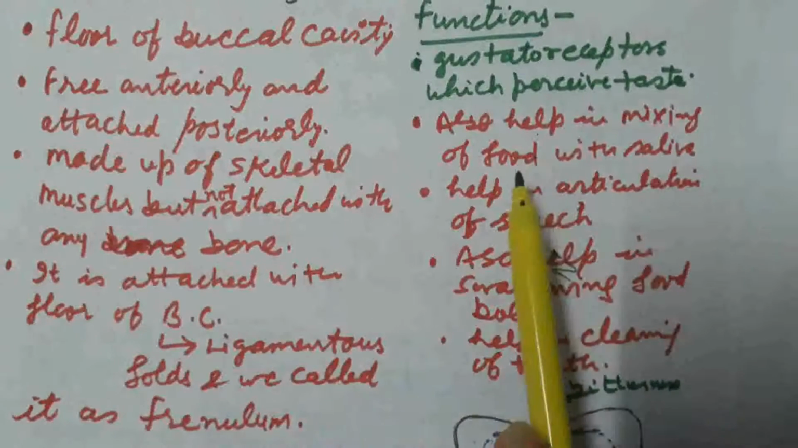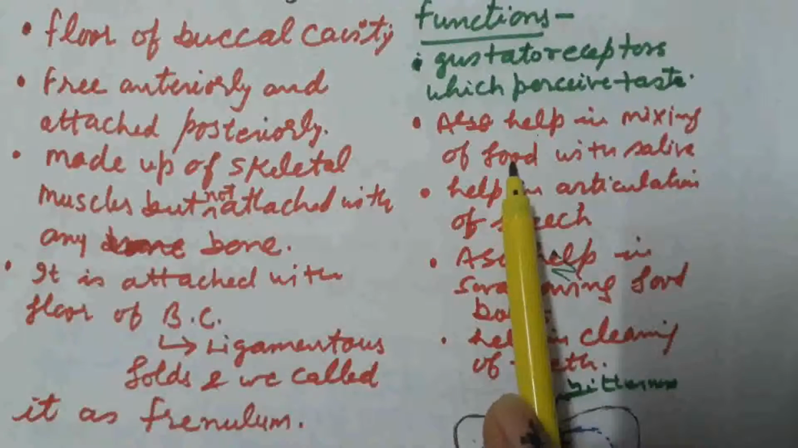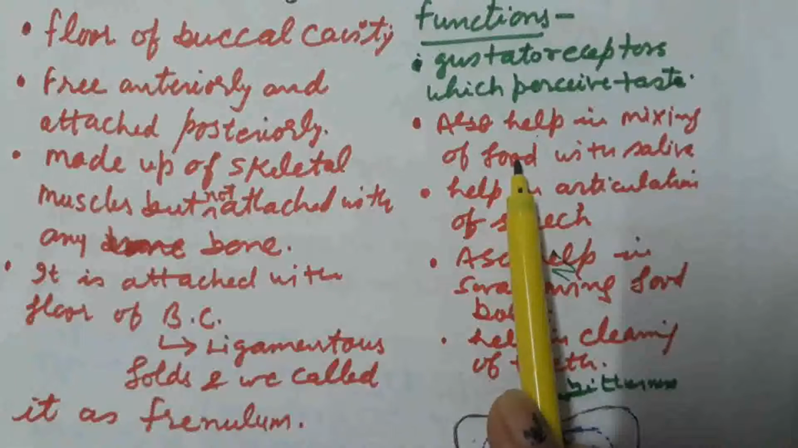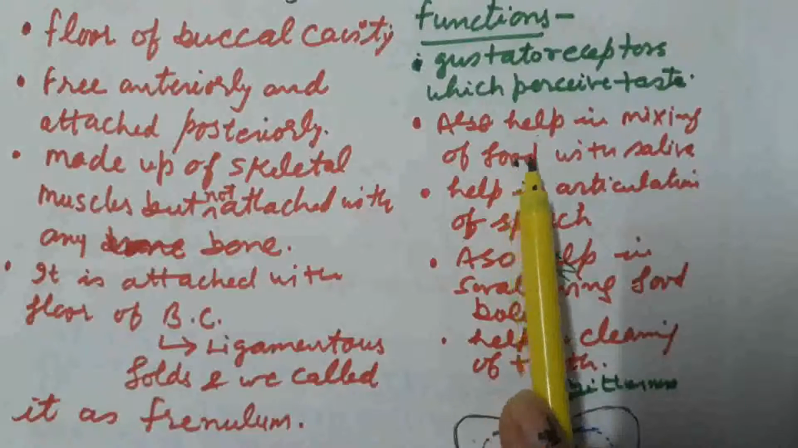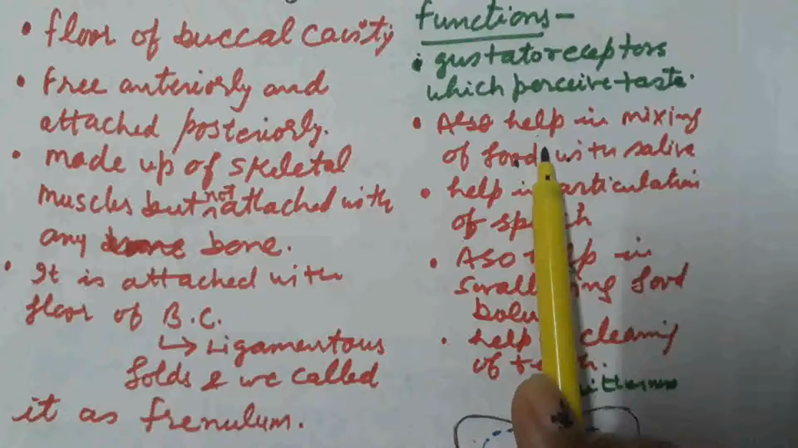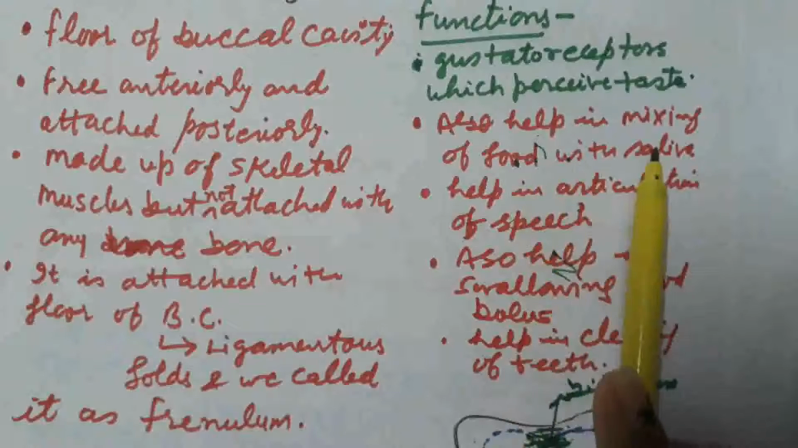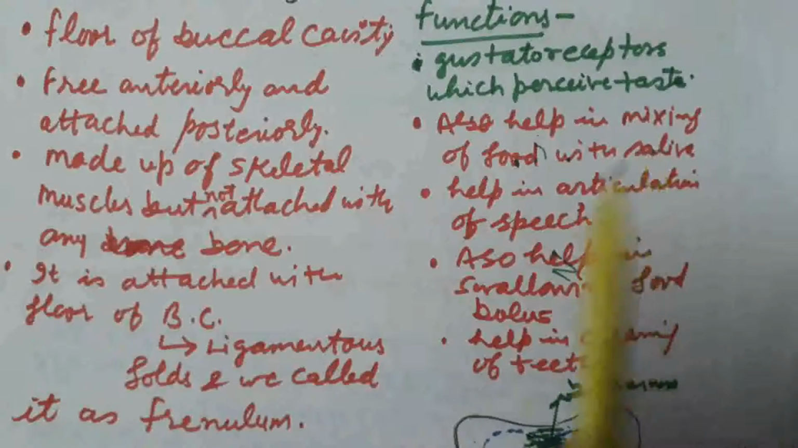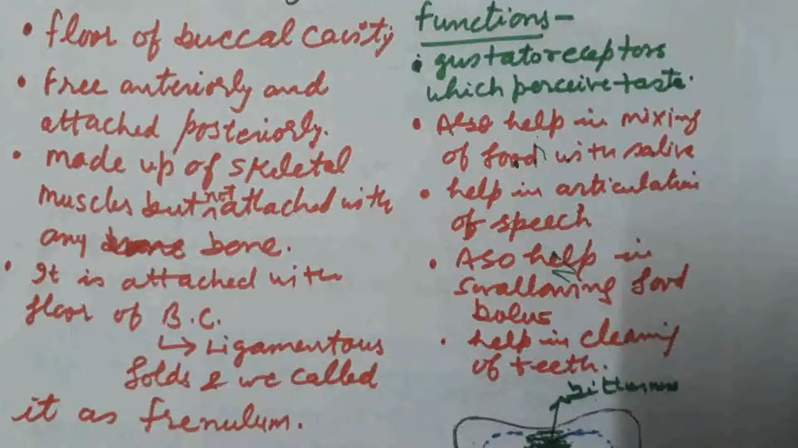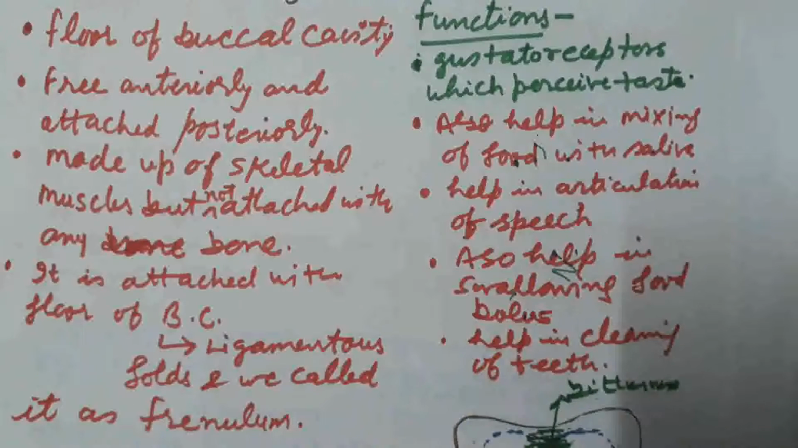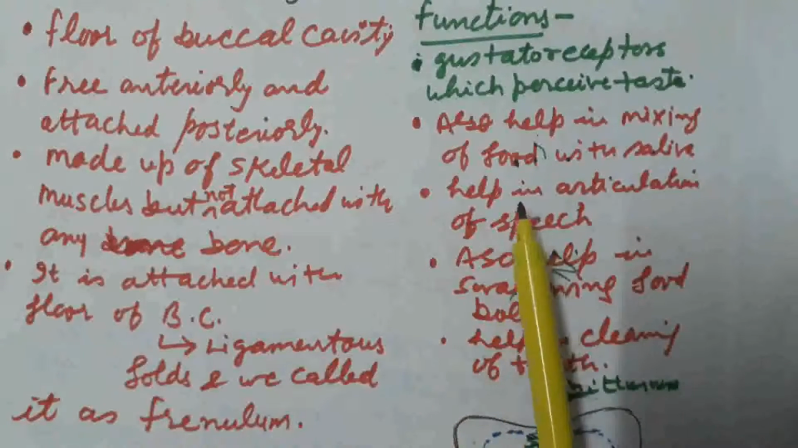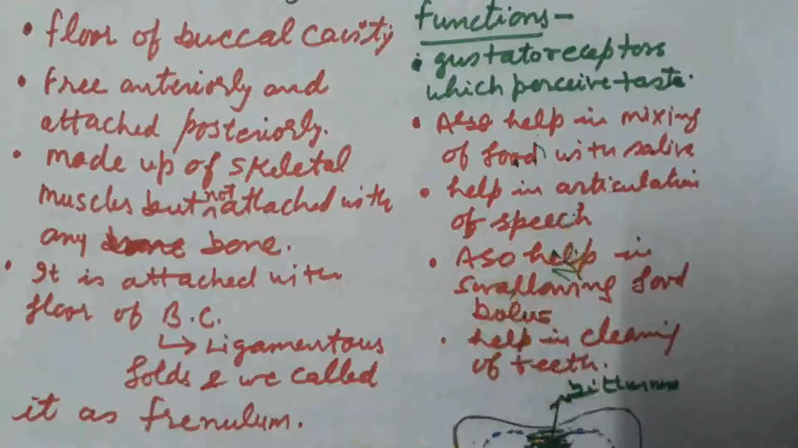When the food material is chewed inside the buccal cavity, the tongue helps in mixing this food material with the saliva, and then food balls are produced. Next function of the tongue, they help in swallowing of the food balls. Another important function, they help in articulation of speech.